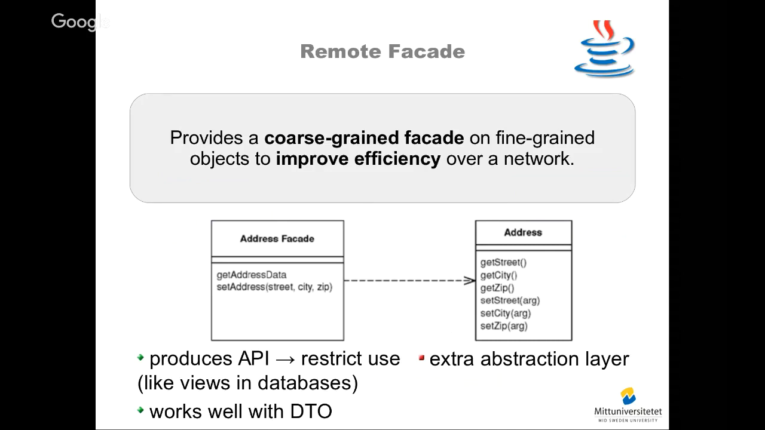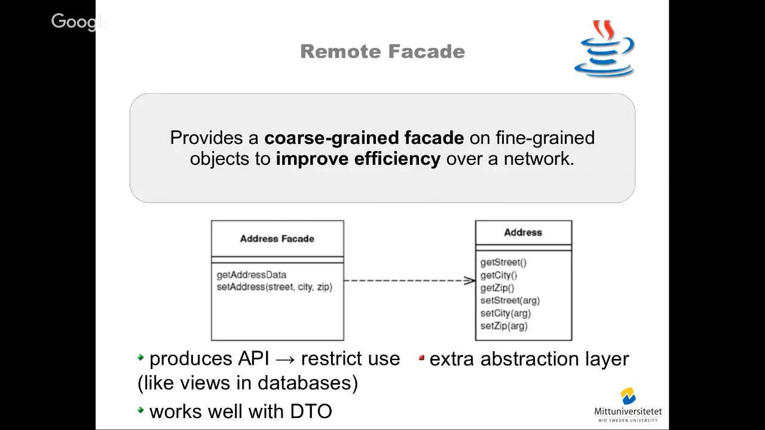The second pattern is called remote facade. A remote facade is a coarse-grained facade on fine-grained objects. So it's abstracting something. It's trying to translate something from one end to another, and it does that to improve efficiency. As you already see, all these patterns are about efficiency. We want to improve performance over a network.